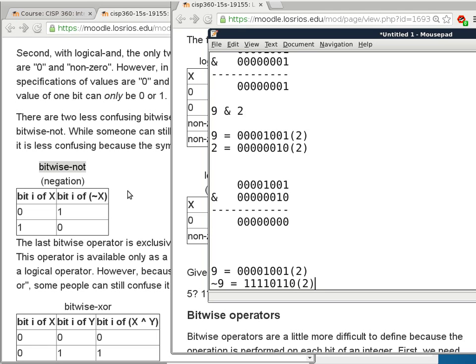That's bitwise not. It really is just looking at each individual bit position. If it was a 1, turn it into a 0. If it was a 0, turn it into a 1. Are there any questions about bitwise not, the tilde symbol? Questions about that? All right.